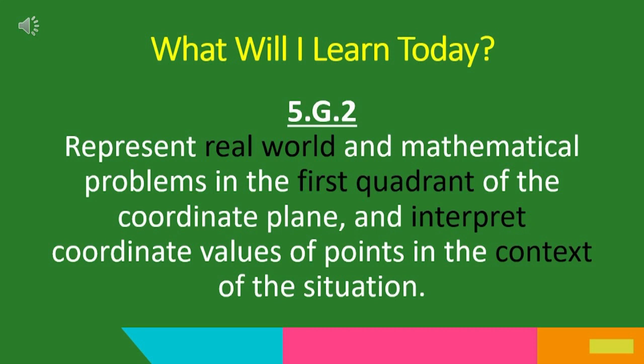So it's not going to just represent an X and a Y value, it's actually going to represent something in the real world. So that means our X and our Y could actually represent two different variables. And remember, variables are something that can change. So again, we're going to take those points that we plotted in the first quadrant, apply them to the world around us, and describe it in words. Are you ready?